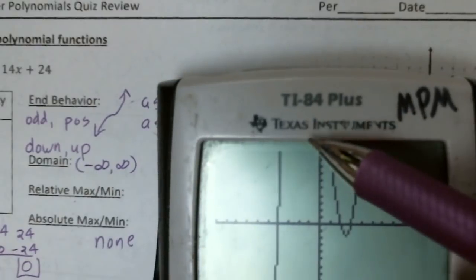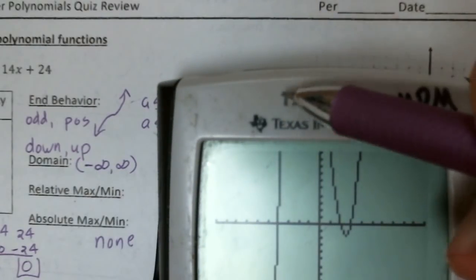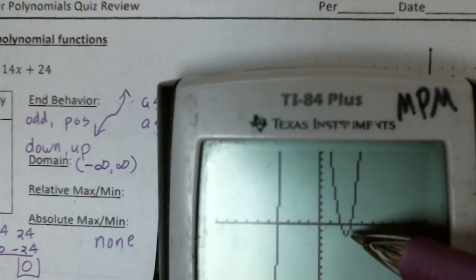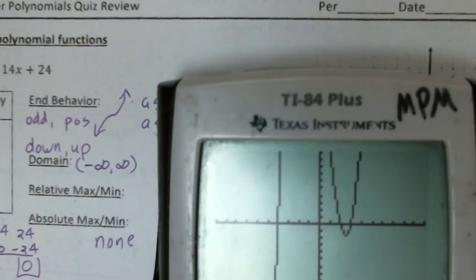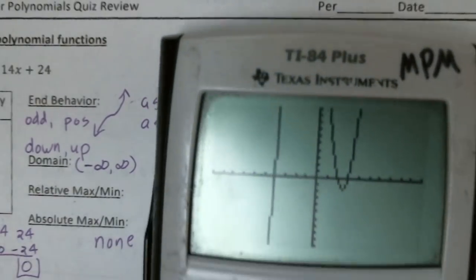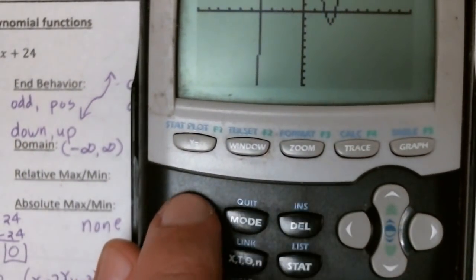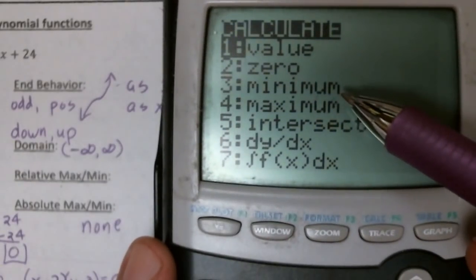So there's no absolute high or low spot on my graph. However, we do have a couple of relative maxes and mins. I have a relative max that somewhere comes up here and the roller coaster turns over, comes down here, and then I have a relative min down here. And the way that we find these spots are our good old friend Mr. Spidey. Okay, Mr. Spidey is found under calc. So I'm going to go second calc, and now I'm going to use Mr. Spidey to find these maxes and mins.